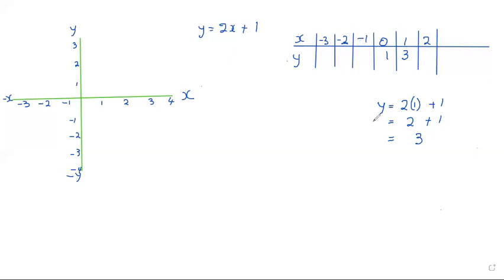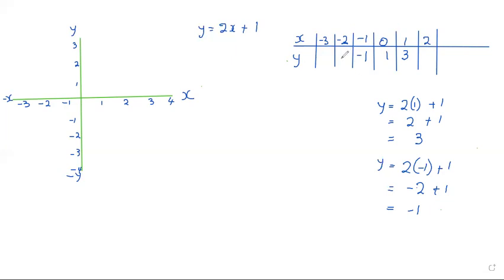Let's see what happens when x is a minus 1. Y will be 2 times negative 1, plus 1. And negative 2, negative multiplied by positive is a negative. Then the signs are not the same here. We subtract and take the sign of the bigger number. The bigger number is 2. 2 minus 1 is a 1. So that's minus 1. So when x is a minus 1, y is also a minus 1.